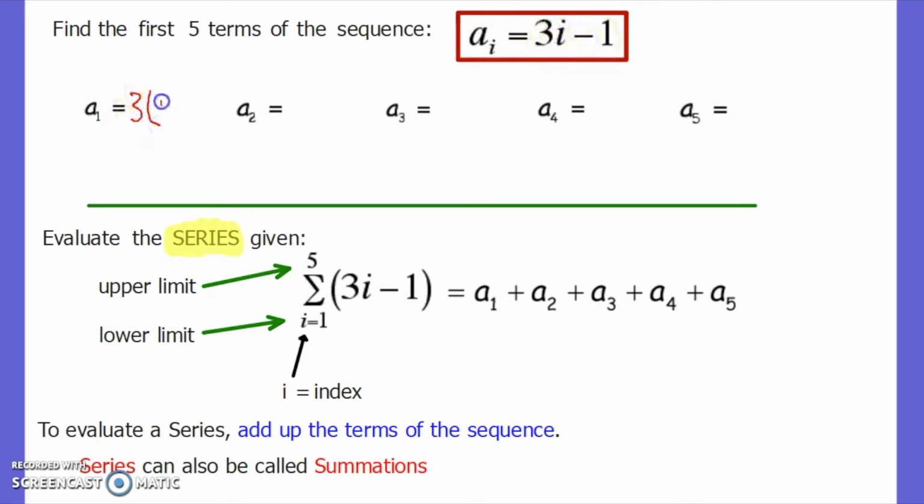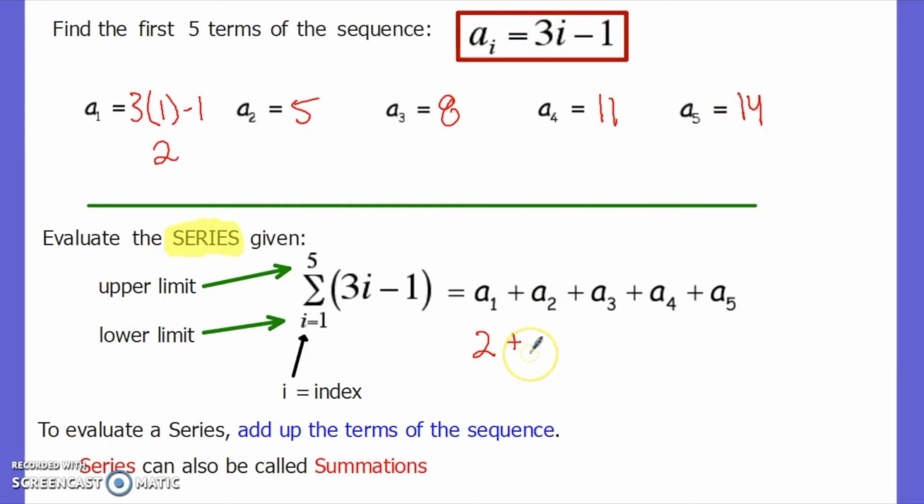3 times 1 minus 1, which is 3 minus 1 is 2. And so a sub 1 would be equal to 2. For a sub 2, we're going to plug in 2. So 3 times 2 is 6, minus 1 would be 5. And do the same thing for a sub 3, 4, and 5. So plug in 3: 9, minus 1 is 8. 4 times 3 is 12, minus 1 is 11. And 5 times 3 would be 15, again minus 1 would be 14.